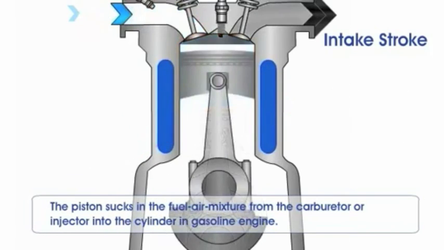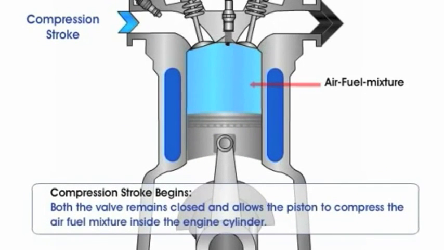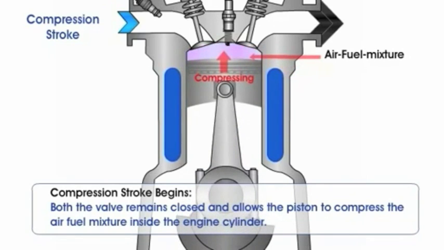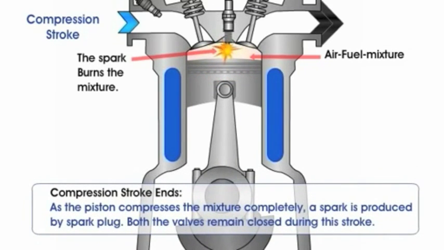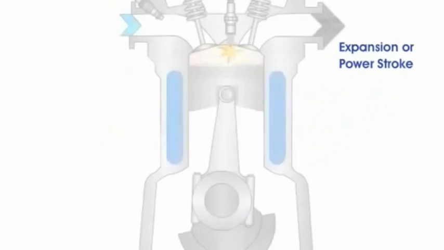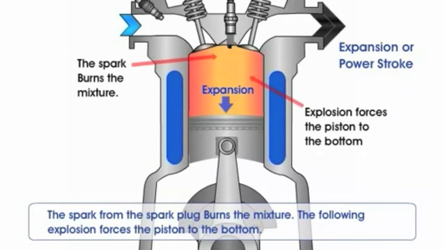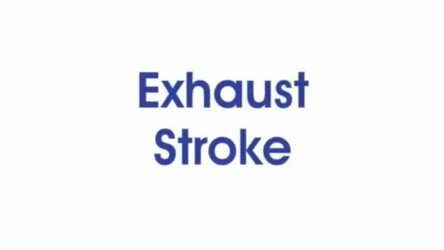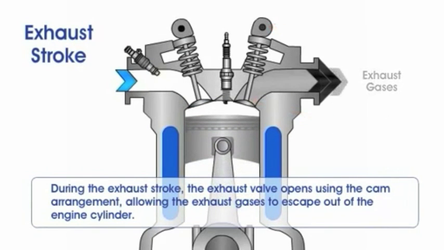Next is the compression stroke. As the piston goes up, it compresses the air and fuel. Now that it is compressed, it is ready for the explosion. The spark plug ignites, forcing the piston back down. The piston gets forced down here when the explosion happens, as you can see, and turns the crankshaft at the bottom. Now, the piston goes back up, and as the valve opens, it pushes all the exhaust gases out.